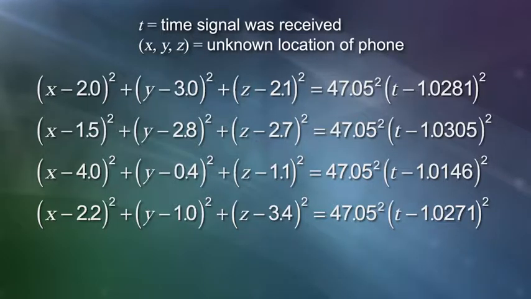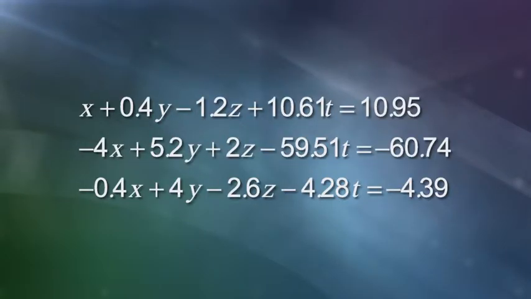However, what I want you to notice is that x squared, y squared, z squared, and t squared all appear with exactly the same coefficients in each equation. This suggests you can cancel the terms if you subtract one equation from the others. So let's do that. If you expand the expressions and subtract the first equation from the other 3, the squared terms drop out, and you'll get the following 3 equations after all the algebra is done.